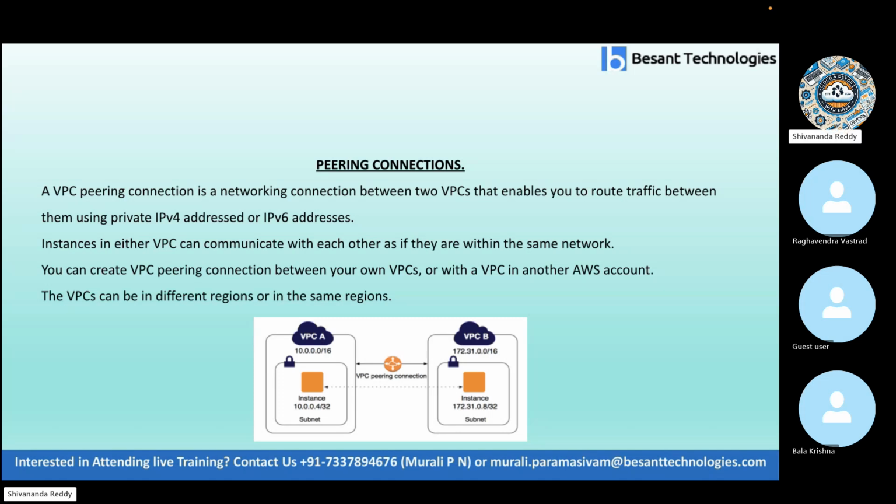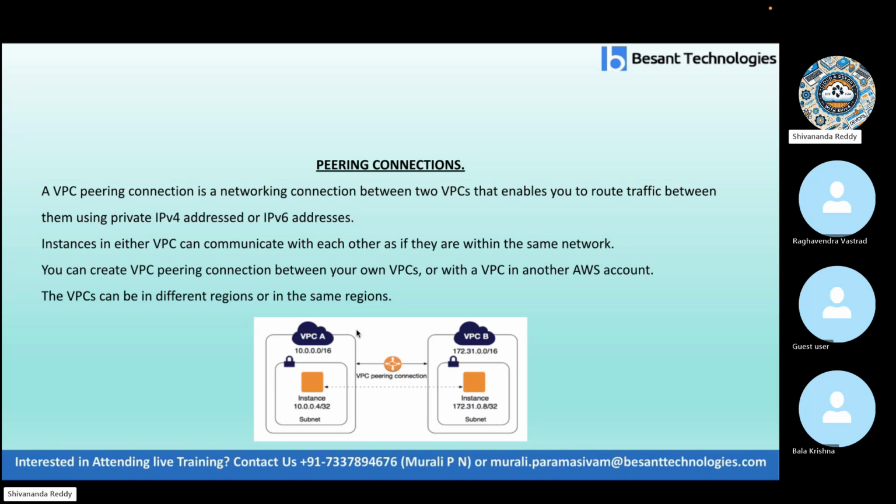So another important option is peering connections. A VPC peering connection is a networking connection between two VPCs that enables you to route the traffic between them using private IP address or IPv6 address. Instances in either VPC can communicate with each other as they are within the same network. You can create a VPC peering connection between your own VPCs or with a VPC in another AWS account. The VPCs can be in different regions or in the same region.